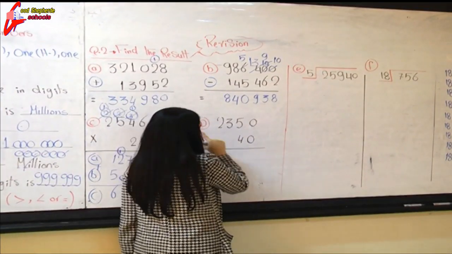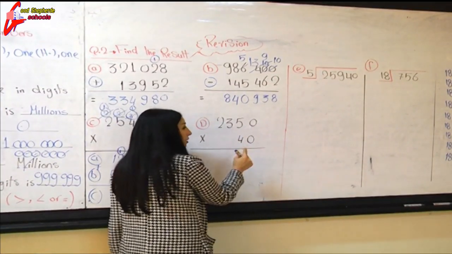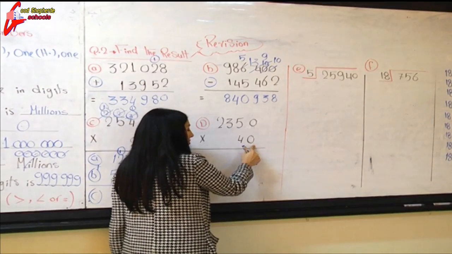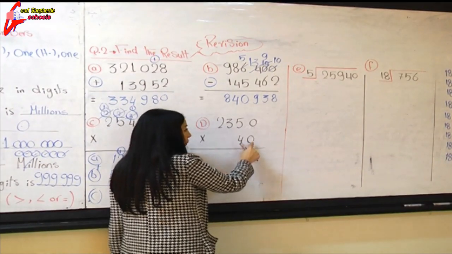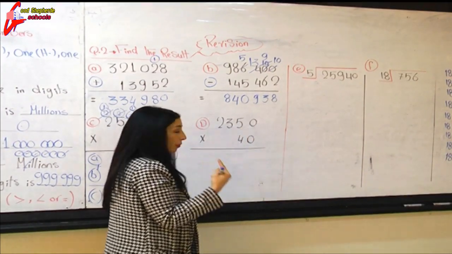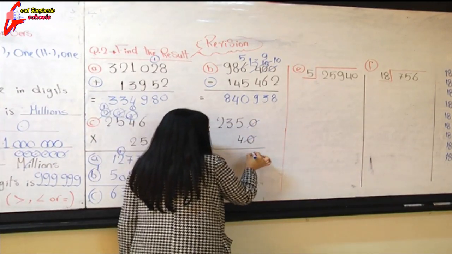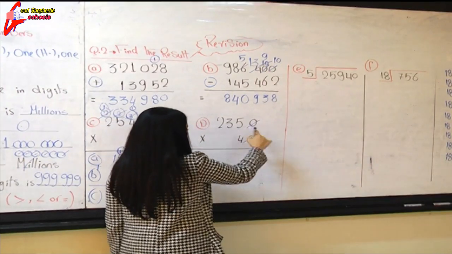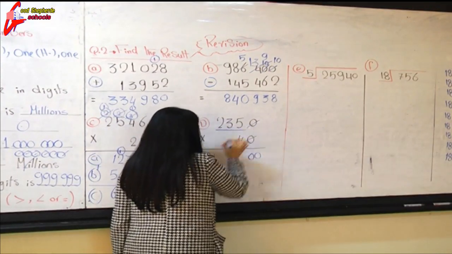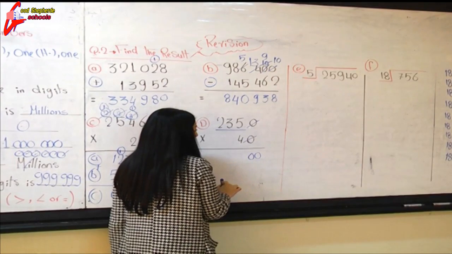Question letter D. When we multiply a whole number by two digits and the units place of the two digits is 0, we can solve it in one step. Take all zeros out, this 0 and this 0. And start to multiply the remaining number 235 by 4.